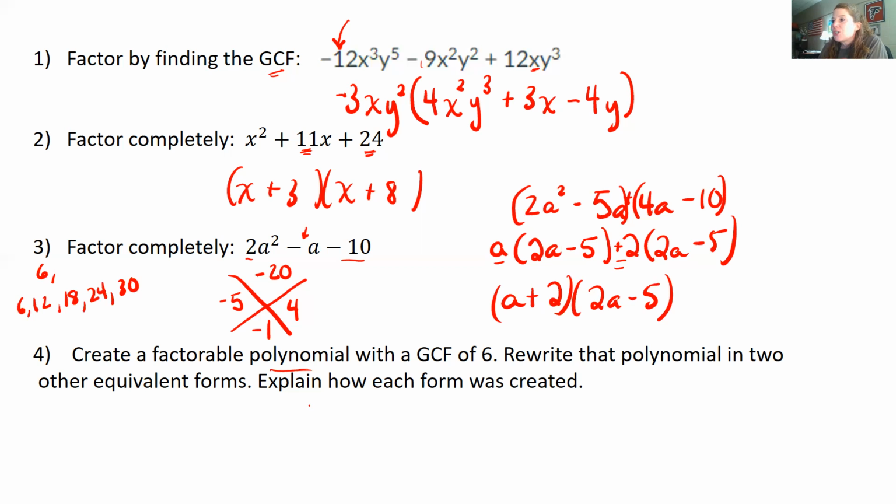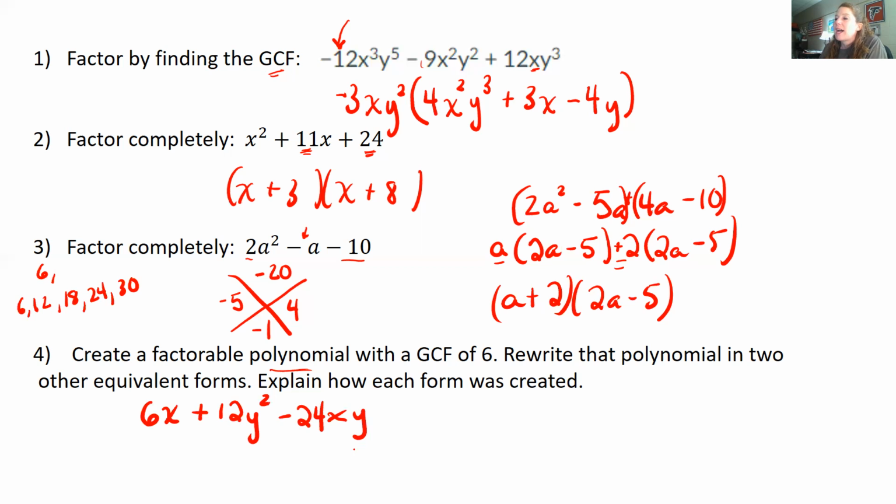So let's do 6x plus 12y squared. I'm just making things up. Minus 24xy.